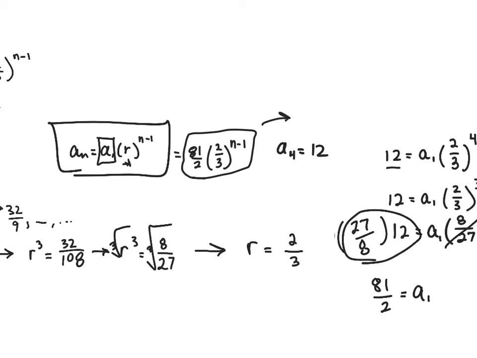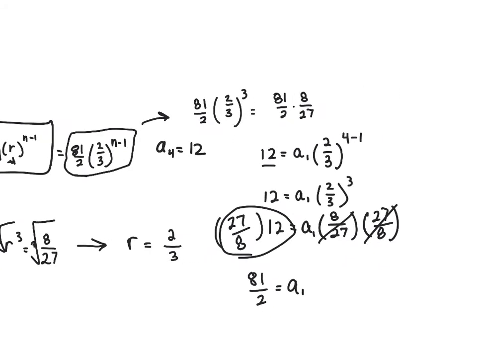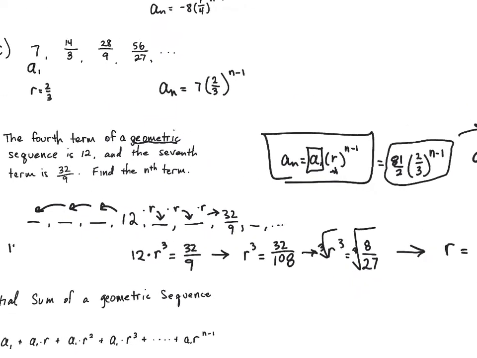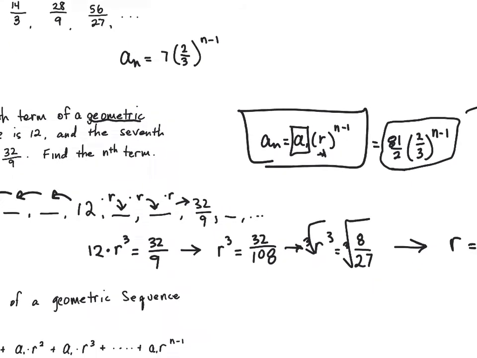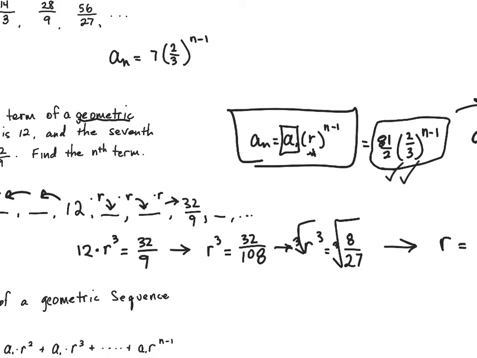So just checking that, the fourth term then would be 81/2 times 2/3 to the 4 minus 1 power, which is 3. So this is 81/2 times 2/3 cubed, which is 8/27. And then multiplying this together, 2 goes into 8 4 times, and 27 goes into 81 3 times. 3 times 4 is 12, so that verifies the fourth term is 12, which is what it said in the problem. And we could verify also that the 7th term will be 32/9 using that same technique. At any rate, that right there was our nth term.